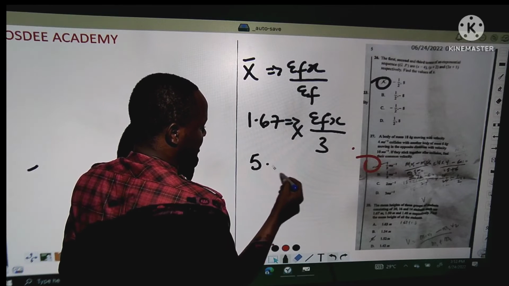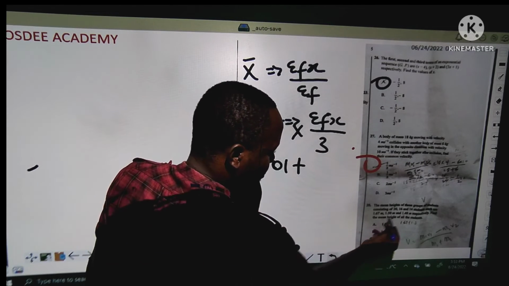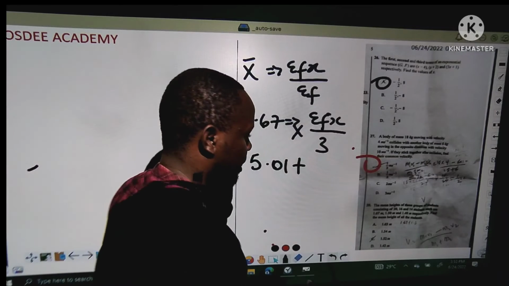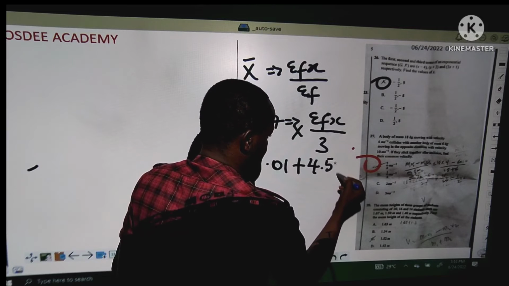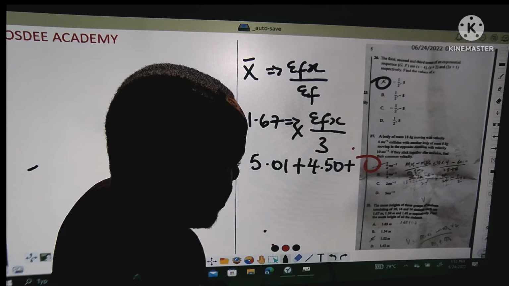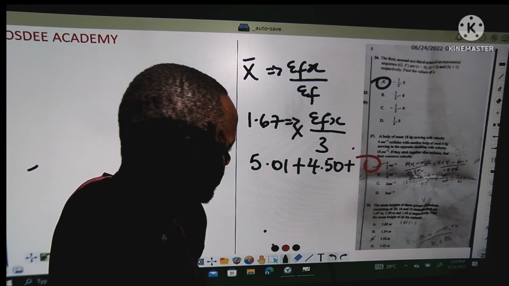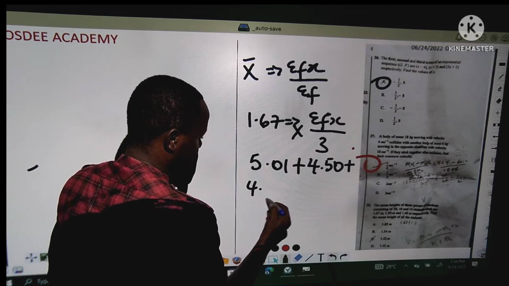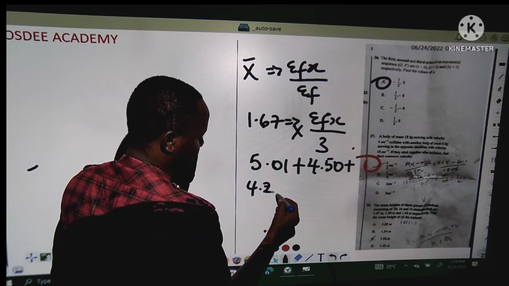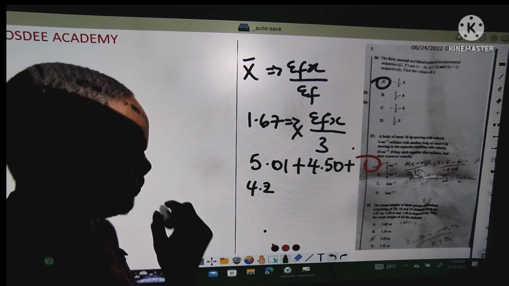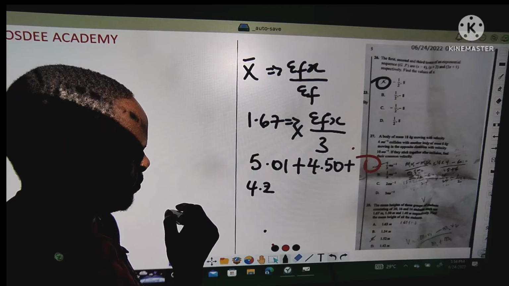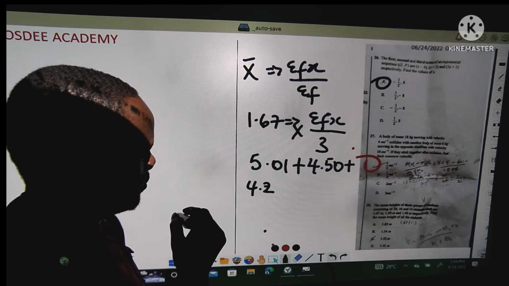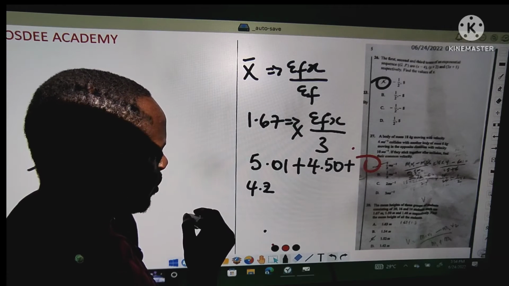5.01. So 5.01, I will add all of these. I will do the second one too. The second one is 1.5 times 3, which is 4.5. Then plus the third one, 1.40 times 3, which is 4.2. So add everything together. 13.71. Or what am I doing?